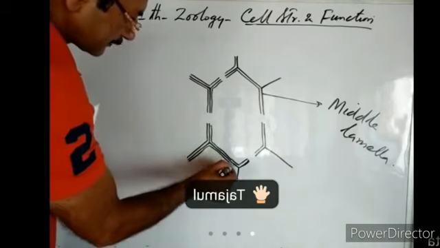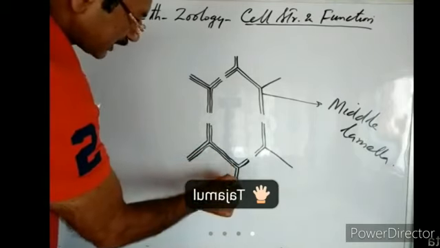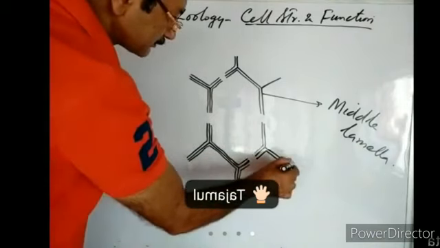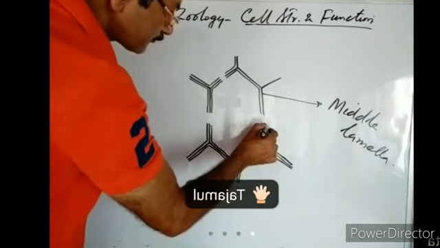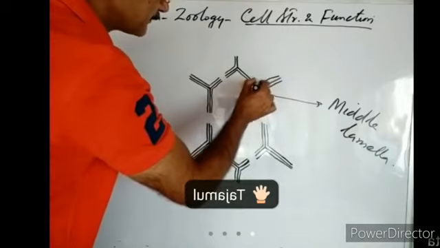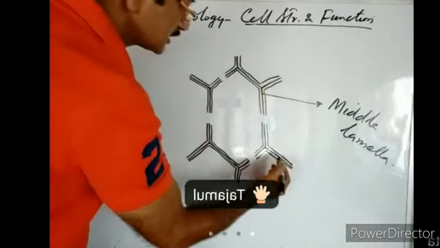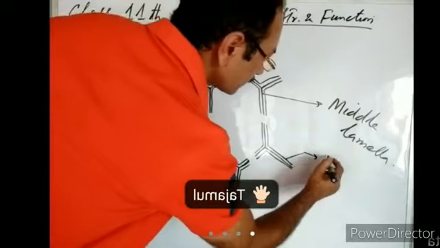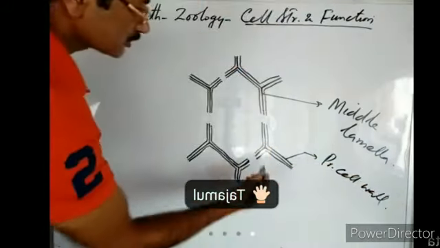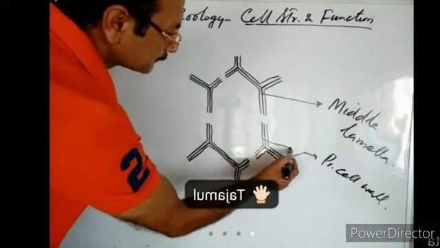As I told you yesterday, when a plant cell divides, it divides by the formation of middle lamella in its cytoplasm. Then on the two surfaces of the middle lamella, a primary cell wall is there. This is a primary cell wall. It is present on both surfaces of the middle lamella, on the internal surface as well as on the external surface, right?